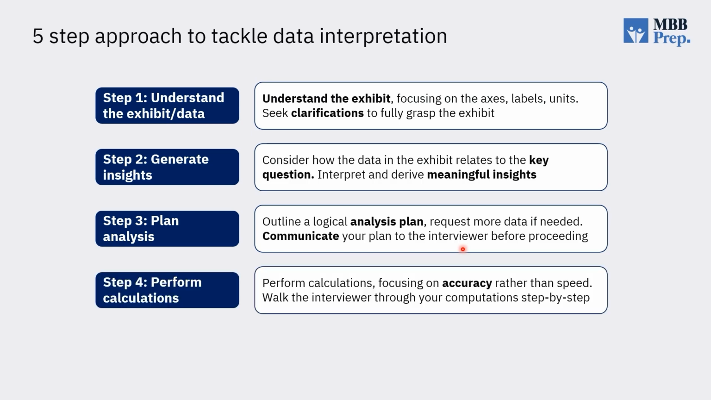Step 4 is when we perform the calculations, right? Always, as we have repeated time and again, prioritize accuracy over speed, right? Walk the interviewer through your math. Ensure transparency in terms of intermediate results, because if you provide transparency with regard to intermediate results, the interviewer could guide you or help you if you go wrong in certain arithmetic computation, right?